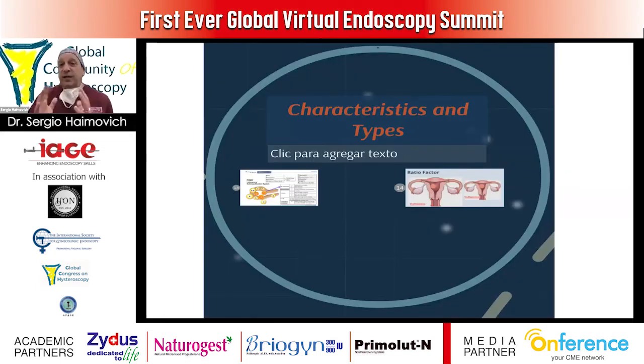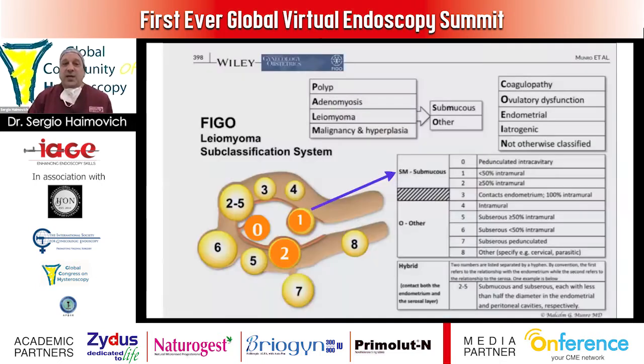So now I want to go with you to the characteristics and types of the fibroids, and why it is so important before we program our surgery. When we talk about hysteroscopy, we deal with those myomas that are inside the cavity. G0, as you know, in the FIGO classification, are the pedunculated, 100% of the myoma is inside the cavity. G1, most of the myoma is inside the cavity and a small portion, less than 50%, is intramural. And G2, most of it is intramural and a small part, less than 50%, is intracavitary.